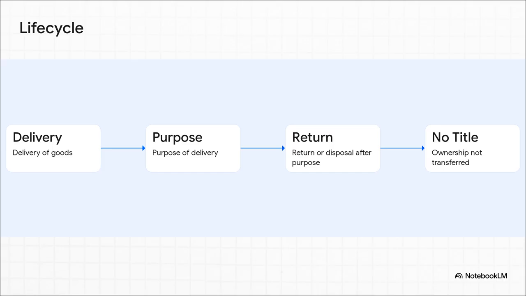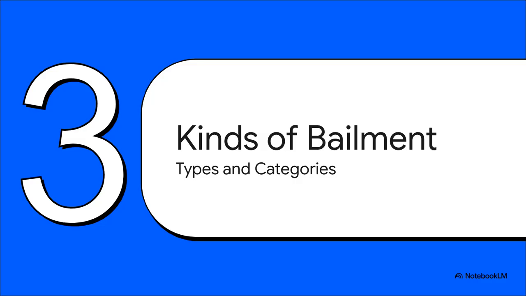First, the goods must actually move from one person to another. Second, there has to be an explicit, legally valid purpose. Third, the absolute duty to return or dispose of the goods once that purpose is met. And finally, the caveat we just discussed, no title transfer. Write them exactly as steps on your paper. We now transition to the third heading, 3. 5 kinds of bailment. I am warning you right now, missing any of these 5 kinds in a long-form answer will result in an immediate deduction of marks. Evaluators check for all 5.